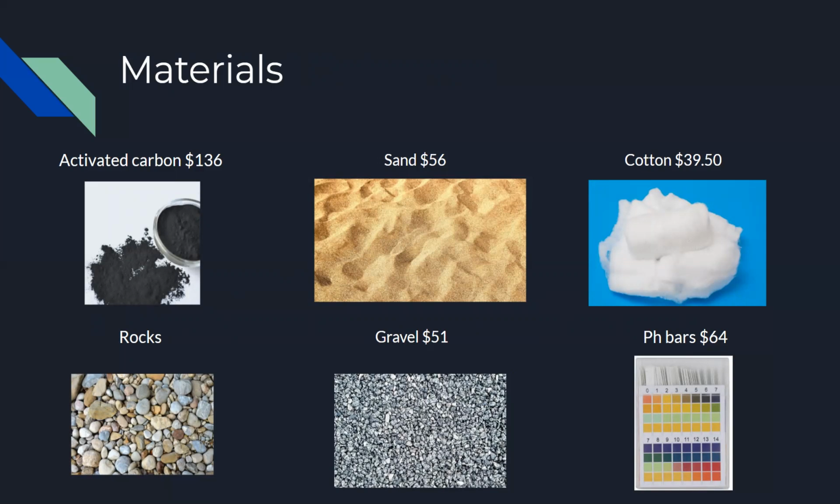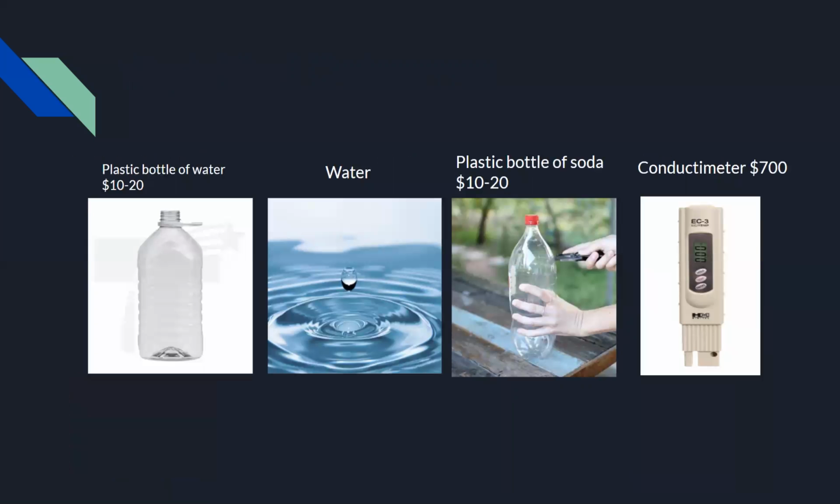pH bars, 64 pesos. And then we're going to use 2 plastic bottles. The first one is going to be used to put in the different materials in order to make the filter. And the second plastic bottle is going to be used to store the water that already passed through the filtration process. And finally, we're going to use a conductimeter that we already have.